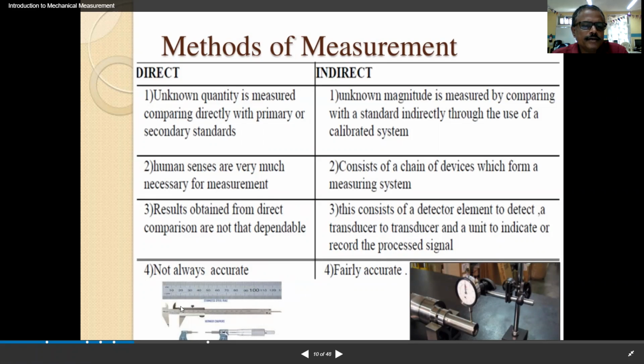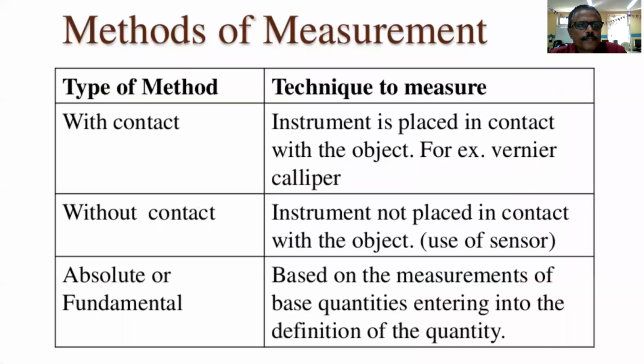Direct measurement systems use instruments like linear scales, vernier calipers, micrometers, which are examples of direct methods of measurement. Whereas indirect methods of measurement use instruments like an indicator or recorder. So that is the direct and indirect method. After that, the methods of measurement.